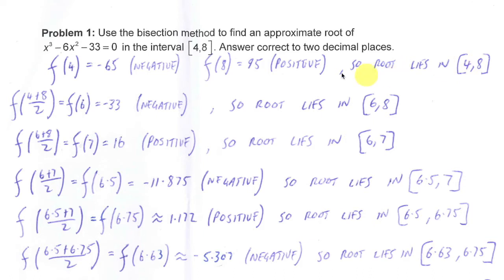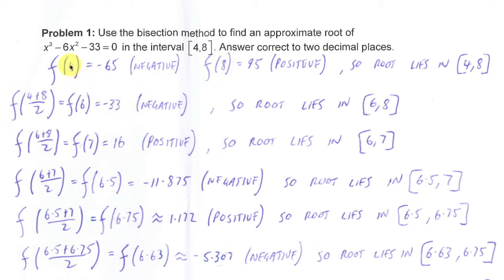So the first thing I'm going to do is halve that interval and see when I substitute that into f of x if it's positive or negative. So the half will be 4 plus 8 on 2, which is f of 6, and that produces negative 33, which is negative. So now I've got a choice. Either the root is going to lie between 4 and 6, or it's going to lie between 6 and 8.